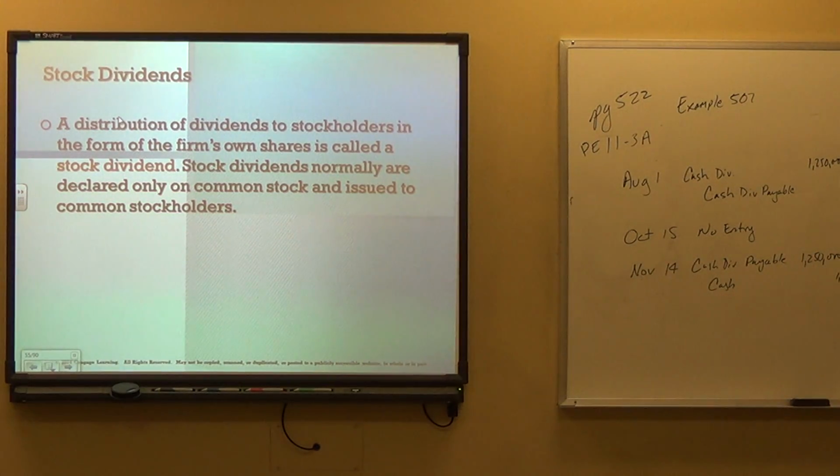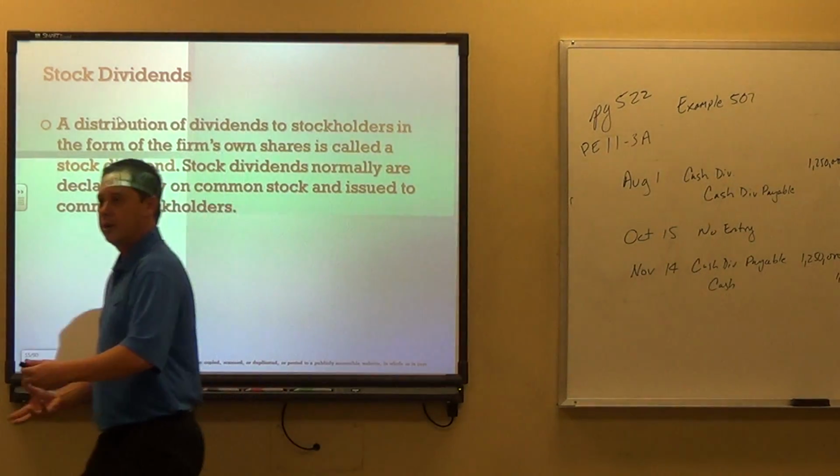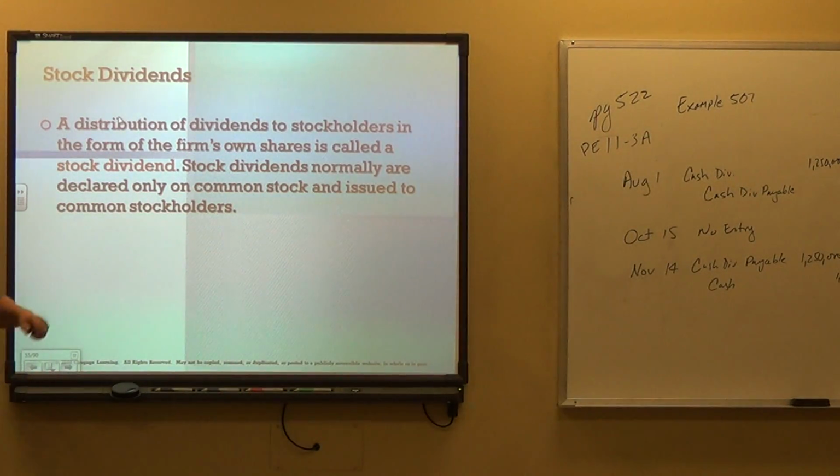Well, so that's the cash dividends. Pretty simple. This is what we're going to pay out. Those are the dates that we have to worry about. Now let's talk about stock dividends. It gets a little more complicated than this. What we're going to do now, instead of giving them cash, we're going to give them stock. So when you see something that says cash dividend, that means they're getting cash. When you see stock, that means they're getting stock dividends.